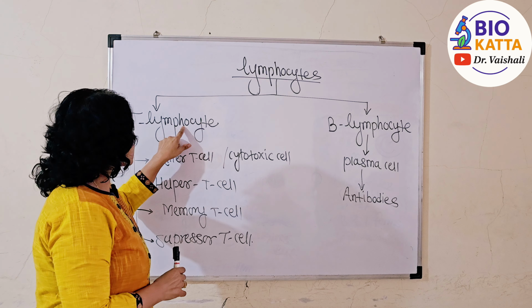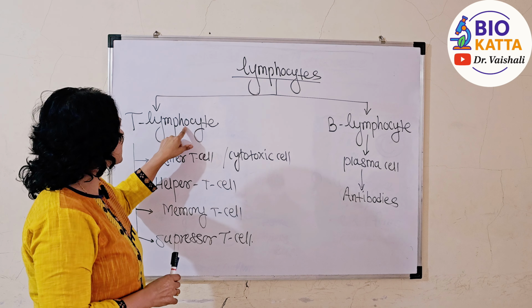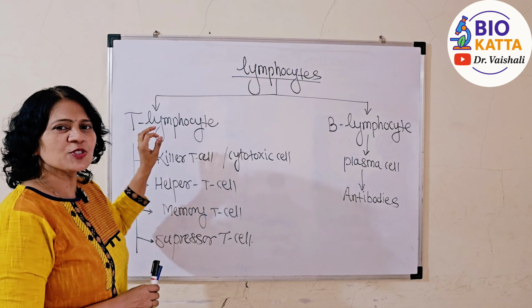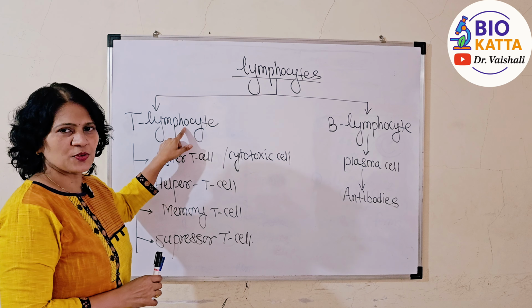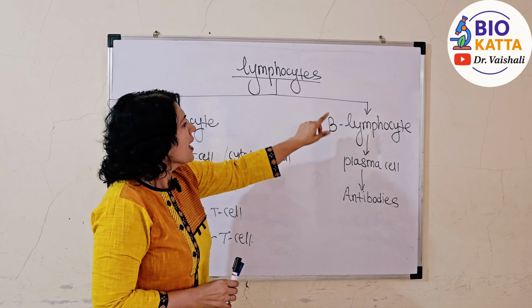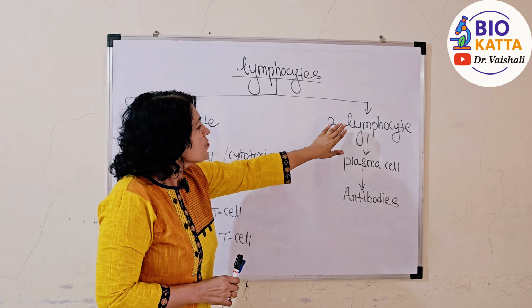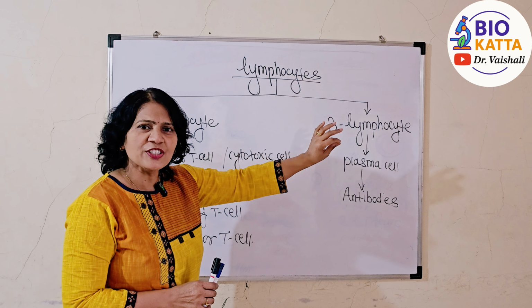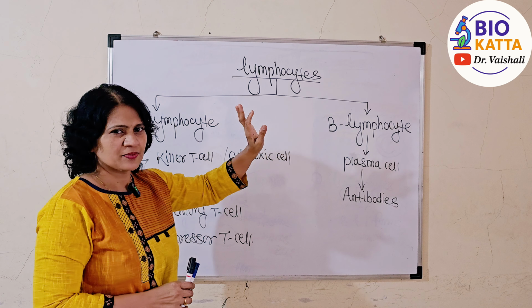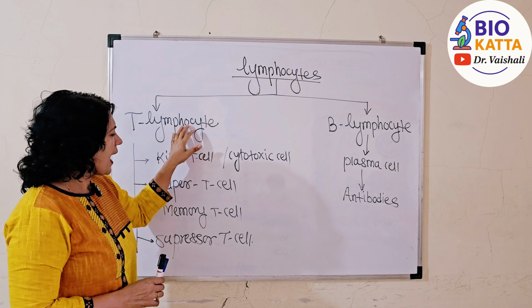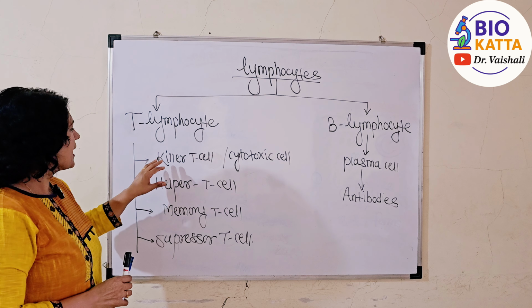But when a lymphocyte gets differentiated or matured in the thymus gland, which is an important endocrine gland, then it is called a T lymphocyte. And when a lymphocyte gets formed and matured or differentiated in the bone marrow, then it is called a B lymphocyte. This T lymphocyte has further types.